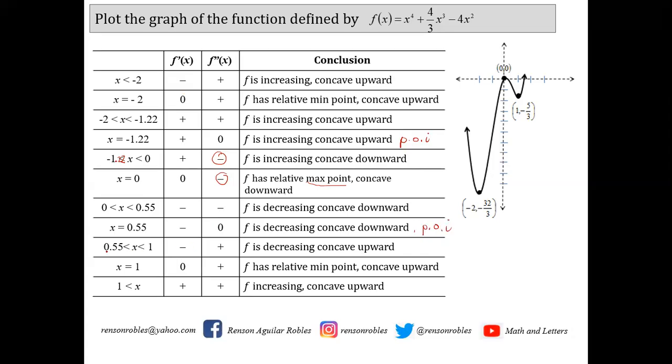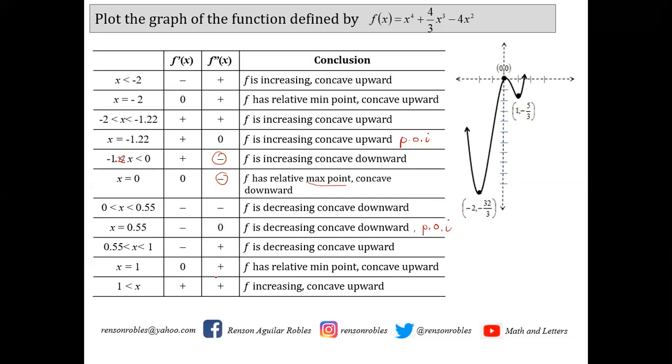And then on the interval 0.55 to 1, we have negative 1 for f prime of x. f double prime of x is positive, therefore f is decreasing and concave upward. And whenever x equals 1, then f prime of x is 0, f double prime of x is positive, and f has a relative minimum point and it's concave upward.